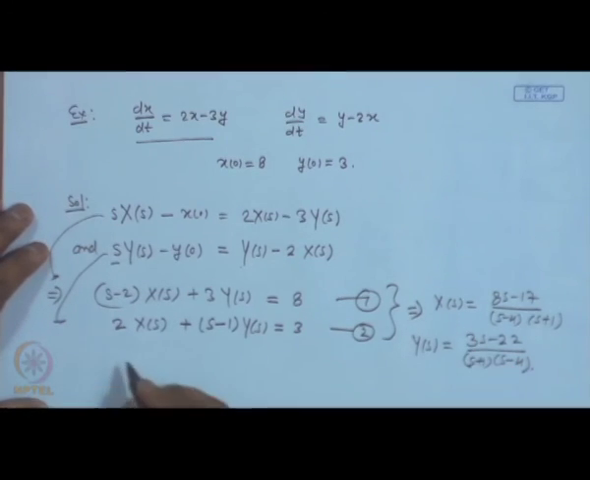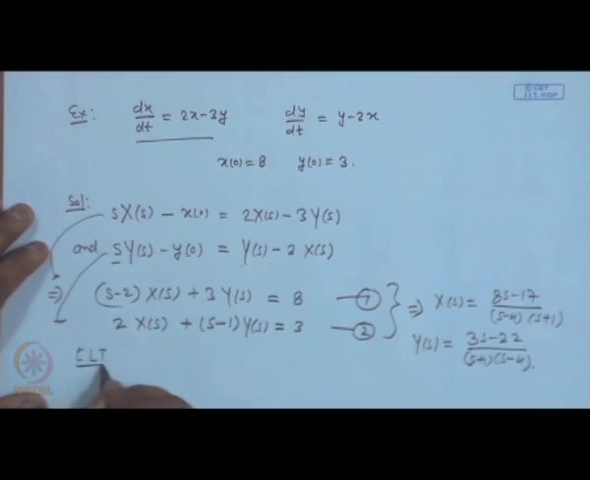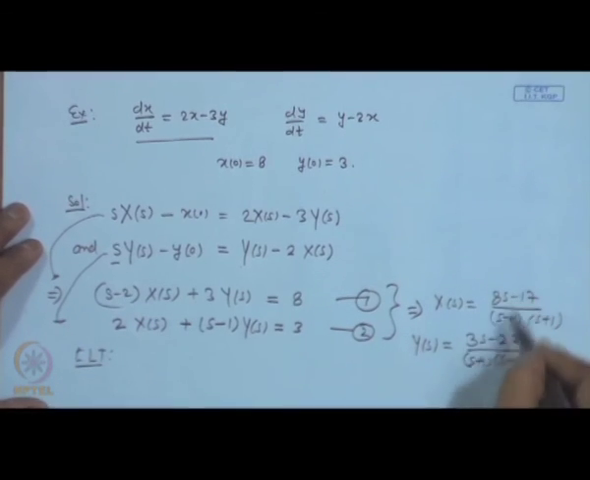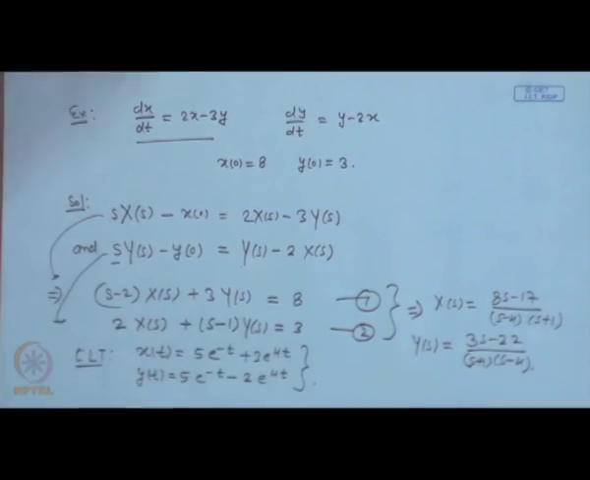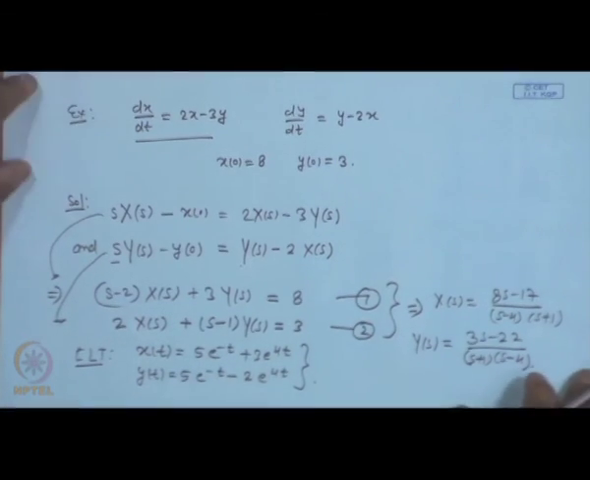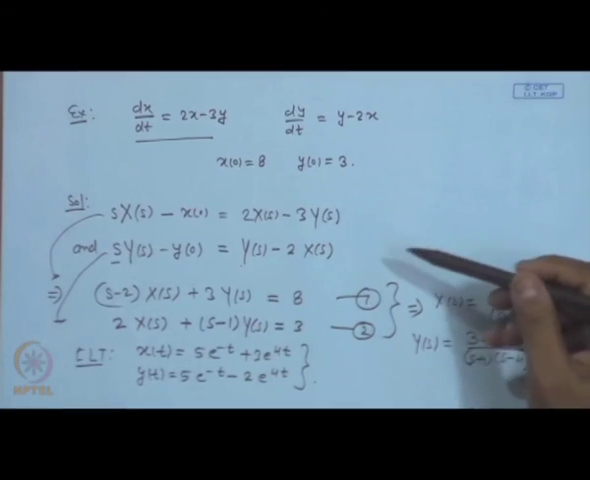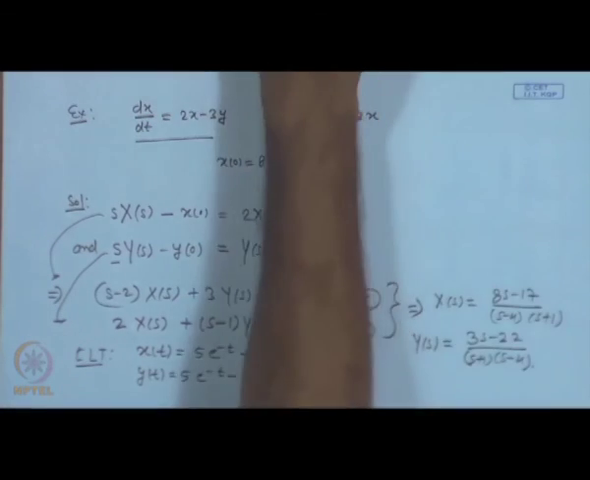And now we can take the inverse Laplace transform in both cases. Again we have to do partial fractions, and we will get straight away x(t) = 5e^(−t) + 3e^(4t), and y(t) = 5e^(−t) − 2e^(4t). So, it was just an idea of how to apply the Laplace transform to a system of equations.